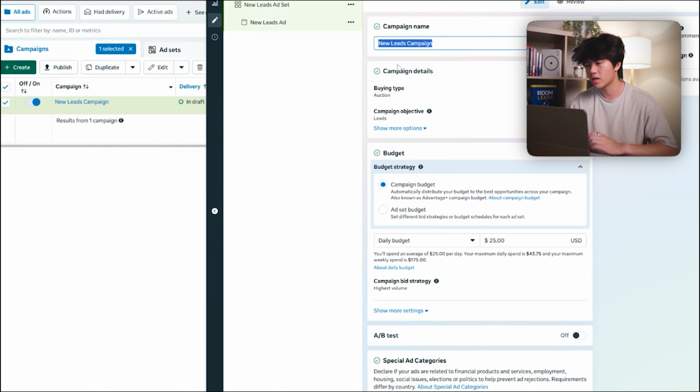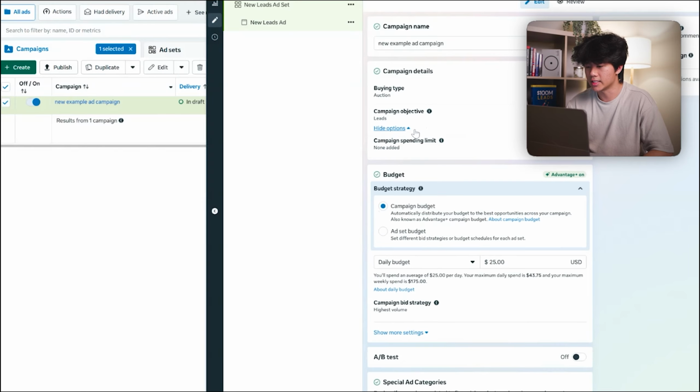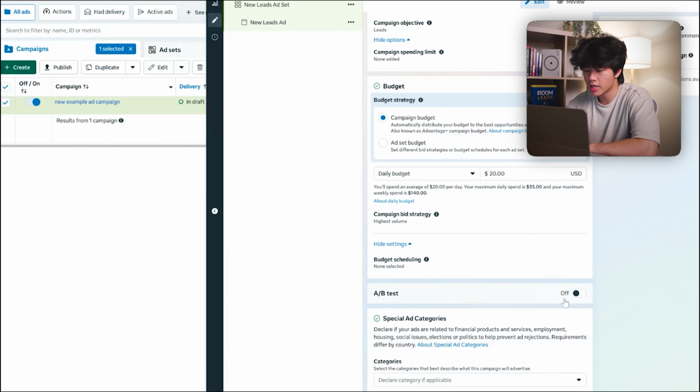We can name the campaign whatever we want to name. I'm just going to name it, for example, new example ad campaign. Just something simple, right? Like I said, the buying type is auction. The campaign objective is leads. No campaign spending limit here. Secondly, for the budget, we want to keep it at the campaign budget. We can set the daily budget to whatever we want. We don't have to do any budget scheduling, no campaign bid strategy. Turn off A/B testing, and then we don't have to worry about the special ad categories at all.